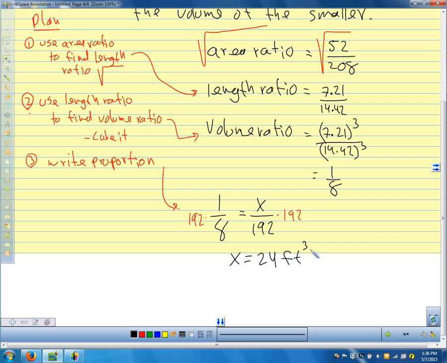So I'm confused on even like cubing 7.21. When I cube 7.21 and 14.42, I get a fraction that reduces to 1/8. So I just reduced the fraction. You could use the numbers that you got, and you'd come up with the same answer. Okay.